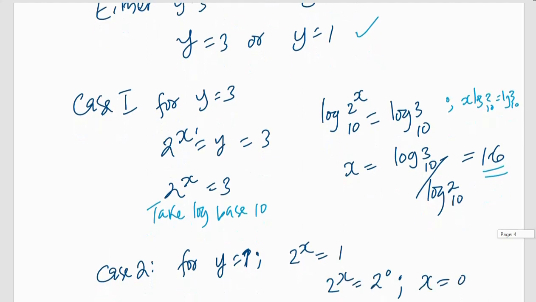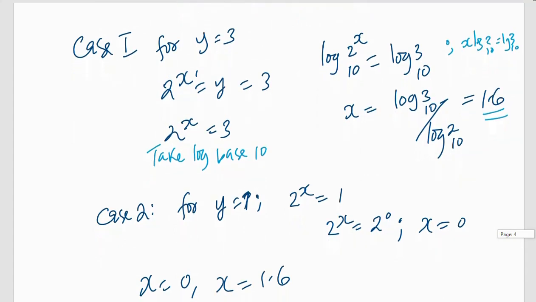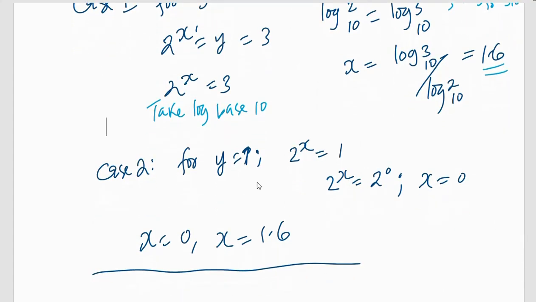Case 2, let us find x for y is equal to 1. So for y is equal to 1, 2 to the power x is therefore equal to 1. Remember, any number to the power 0 is 1. So since there is 1 here, I can create a similar base so that I equate the powers. So 2 to the power x will therefore equal 2 to the power 0. Therefore x is equal to 0. Therefore the values for x are x is equal to 0 and x is equal to 1.6. Thank you so much.